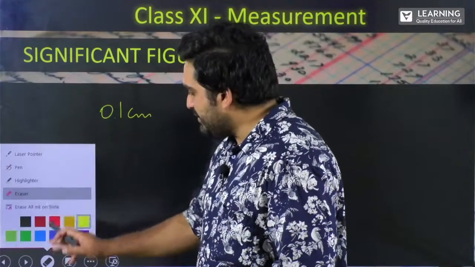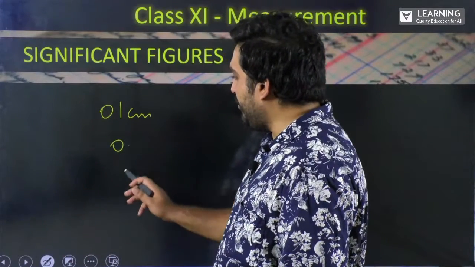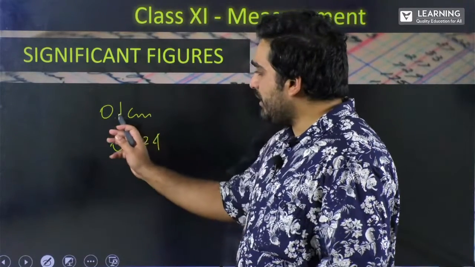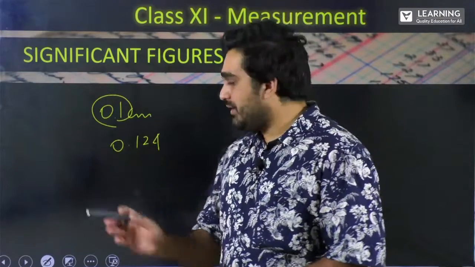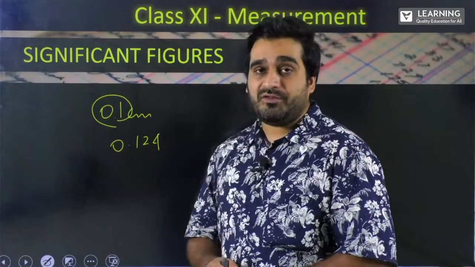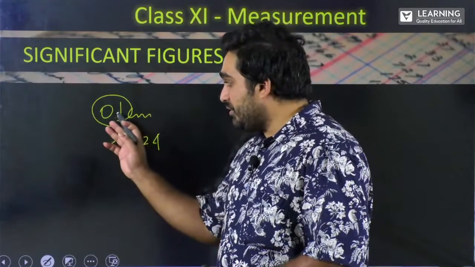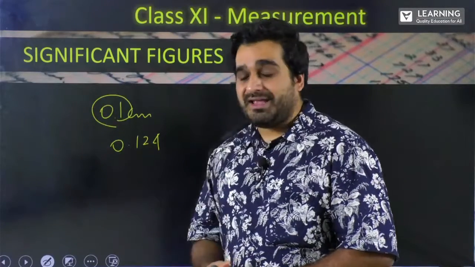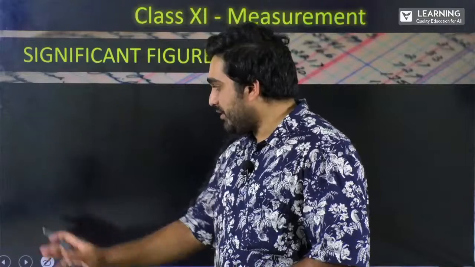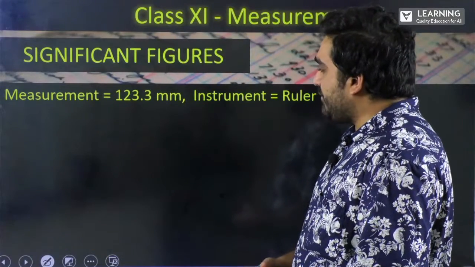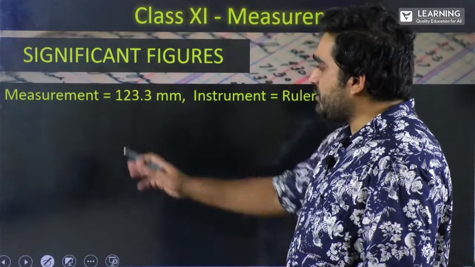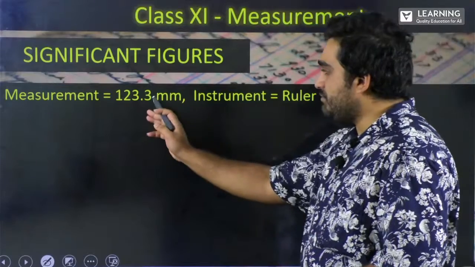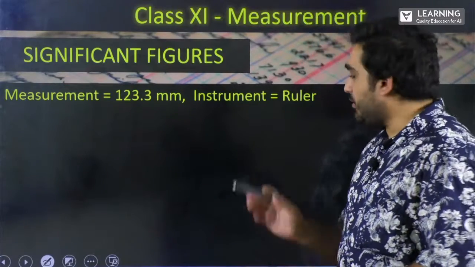So what if the number that you get is something like 0.124? You have to round it to a digit of 0.1, so you have to use the rule where precision is involved. And that rule is provided by significant figures. Let's say for a given measurement of 123.3 millimeter, for an instrument that is a ruler, you observe a precision of 0.1 millimeter.